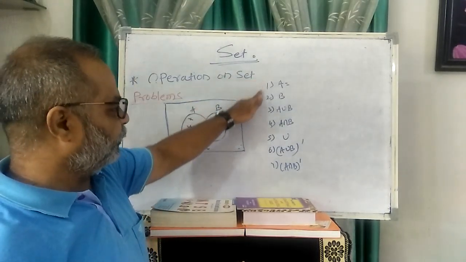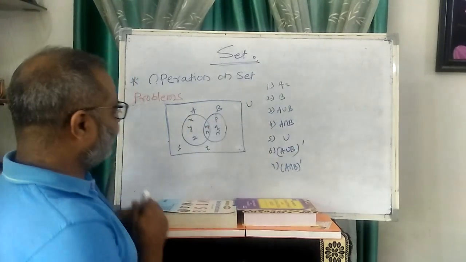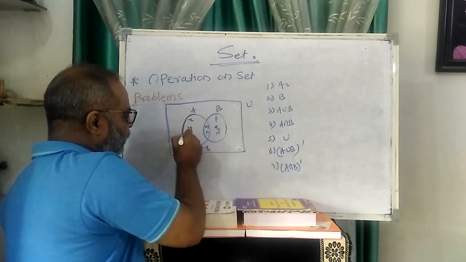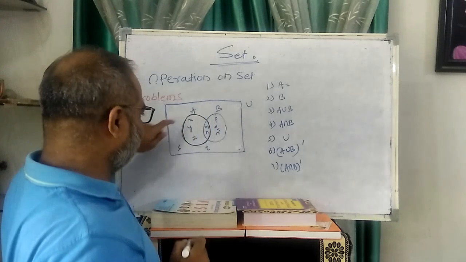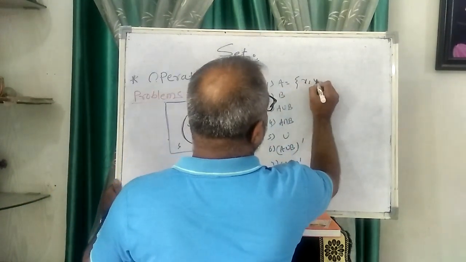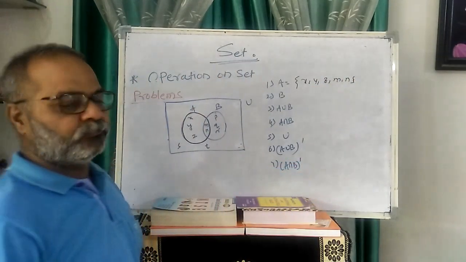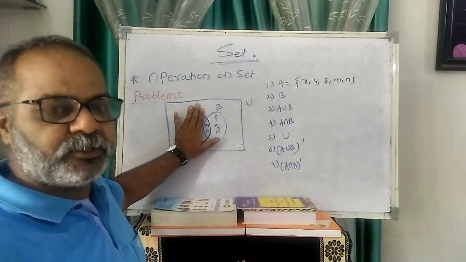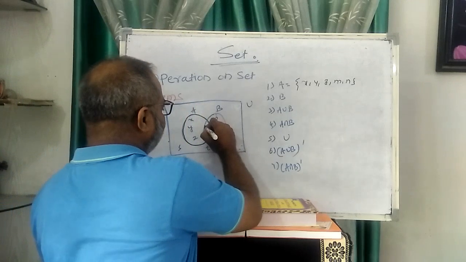So we find the given things. What is set A? Set A contains the elements, just start with set A. Which elements are present? X, Y, Z, M, N. So set A contains X, Y, Z, M, N. Now, what is set B? Look here, this is set B. Which elements are present? P, Q, R, M, N. So this is set B. Very simple.